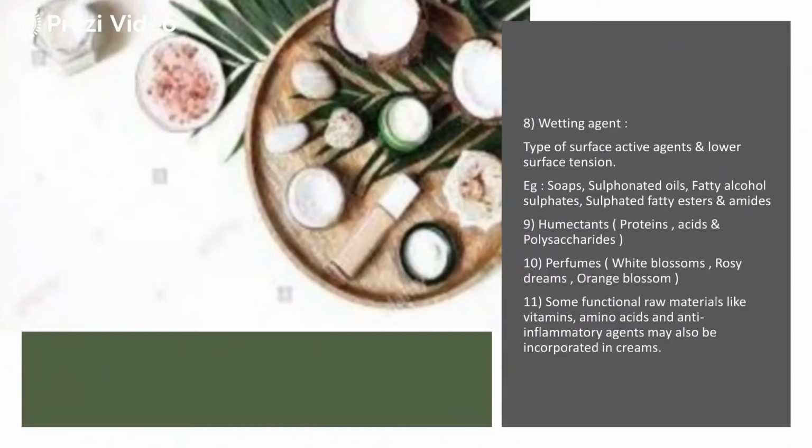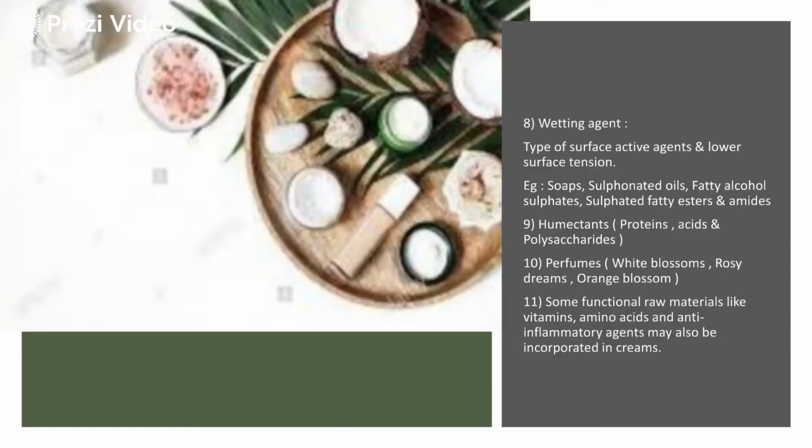Another substance used in the formulation of cream is the wetting agent. Wetting agents are substances added to lower the surface tension of the final cream; it is a type of surface active agent which decreases surface tension. Generally used substances are soaps or sulfonated oils, fatty alcohol sulfates, sulfated esters and amides. Other substances added during formulation are humectants, which increase the hydration levels. For example, different kinds of proteins, acids, polysaccharides.